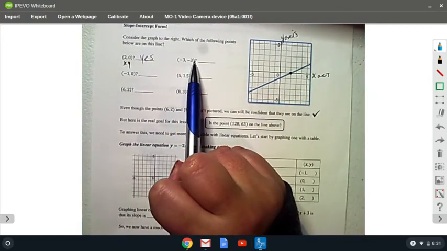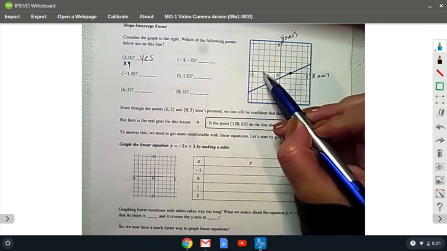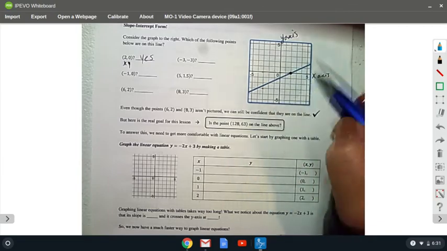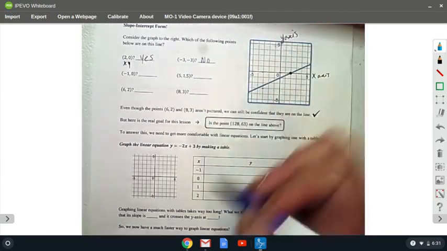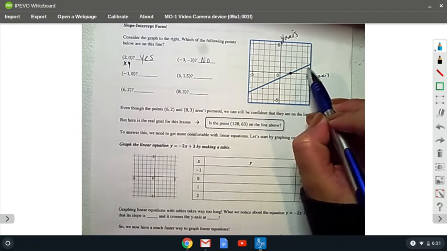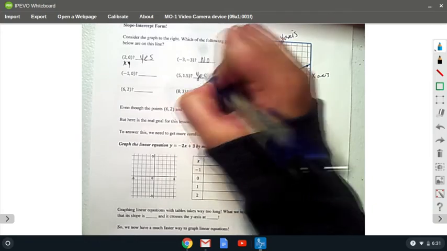I'm going to skip to this one over here, -3. So I'm going to go to -3 on my x, and then -3 on my y. That's right here. And that does not appear to be on the line, it just misses it. 5, 1.5, so I go over to 5 and I go up 1.5. That does appear to be on my line.